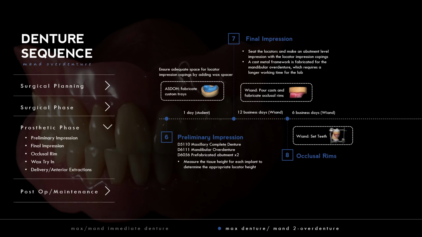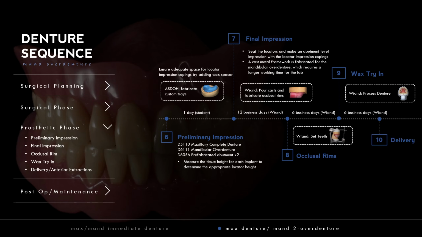The rest of the appointments will be fairly similar to a conventional denture. So occlusal rims, then the lab will set the teeth, then you'll do the wax try-in, and it'll be ready for processing. And then appointment number 10 will be their delivery appointment.